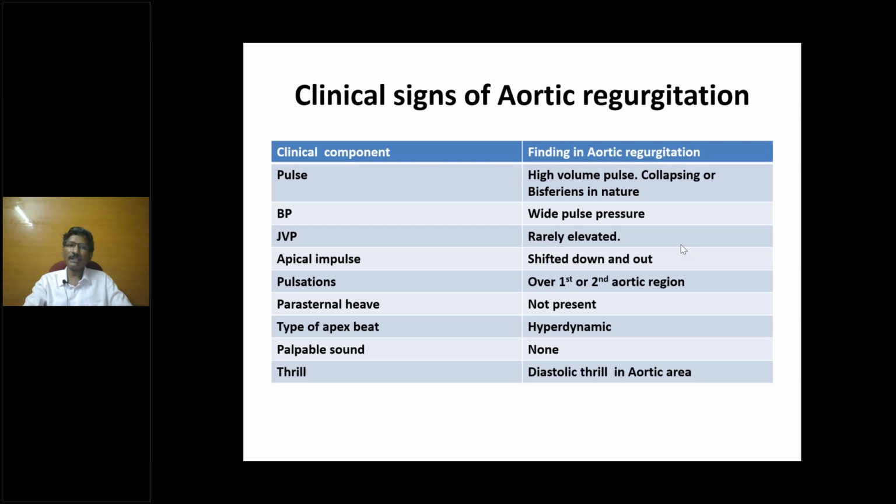JVP is rarely elevated, I've already told you. Apical impulse is shifted down and out. Pulsation may be seen in the first or sometimes in the second aortic region. Apical impulse will be hyperdynamic. You may hear a diastolic thrill. I told you it's really difficult to appreciate.